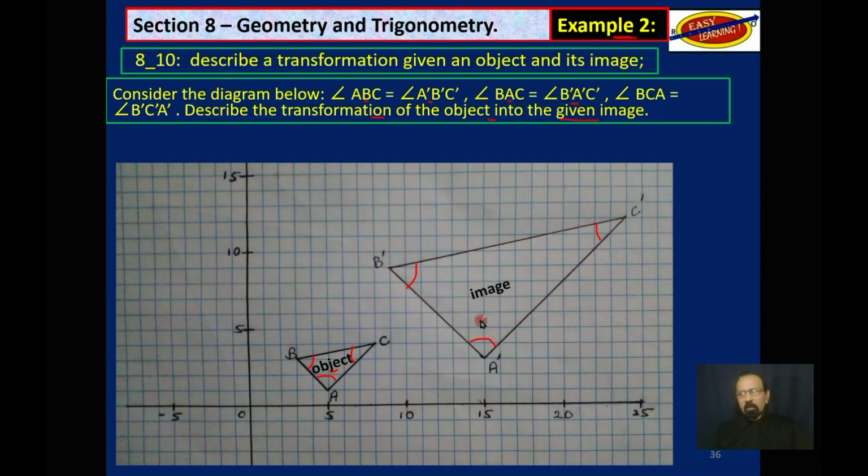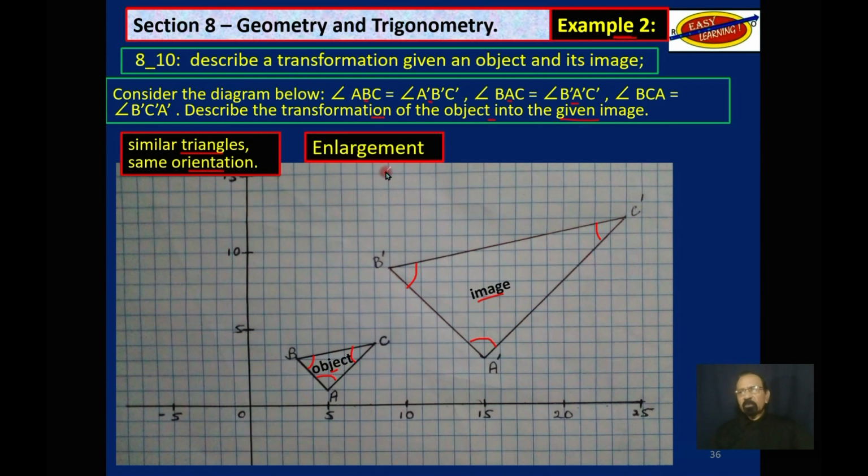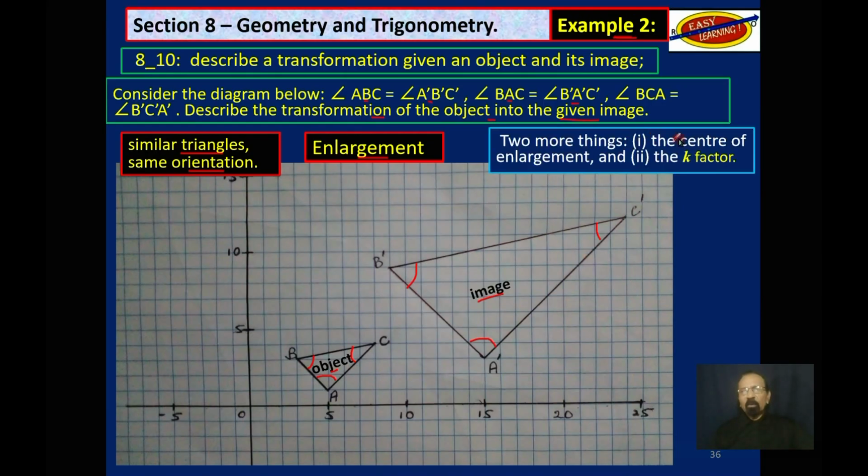This is the object, that is the image. So similar triangles and the same orientation. So we can safely say this is enlargement, but we are not finished. We still need to determine the center of enlargement and the scale factor, K.